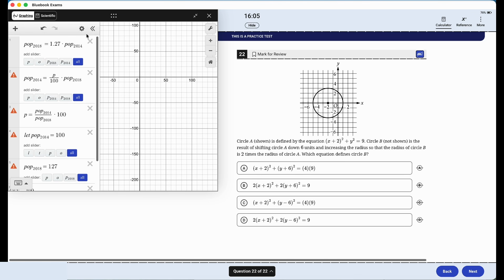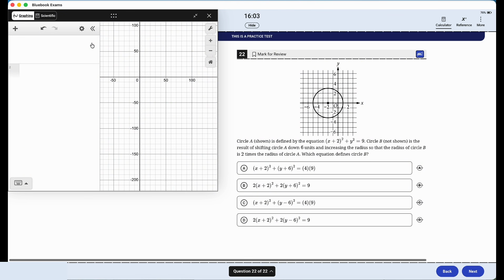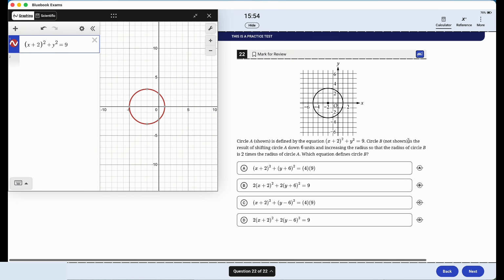Last one here. This one looks pretty simple. They give us a circle, and with circle equations, you can type these in, right? So you see, if I type this in, they already drew it for us, but if I type this in, I'll see that same circle. And the question says circle B, not shown, is the result of shifting it down 6 units and increasing the radius to 2 times the radius of circle A.